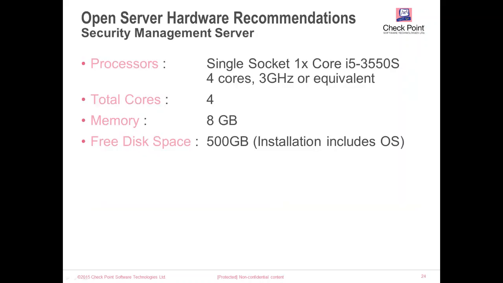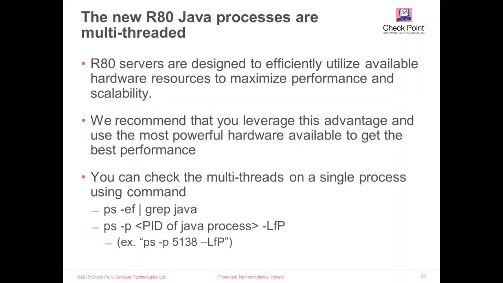On open server, the hardware recommendation for a Security Management server to get a good user experience is to have at least 4 cores with strong CPUs and at least 8 gigabytes of RAM. In R80, the new Java processes are multi-threaded. The R80 server is designed to efficiently utilize available hardware resources to maximize performance and scalability. So therefore, we recommend that you leverage this advantage and use the most powerful hardware available to get the best performance when working with the management server.